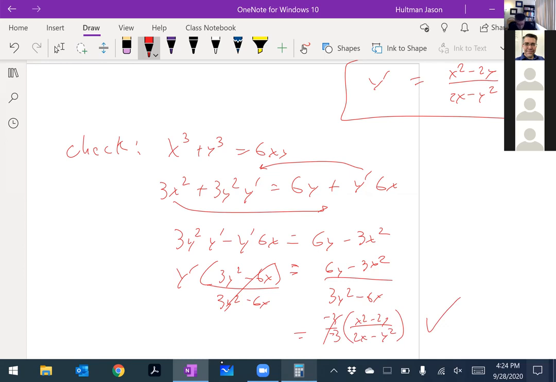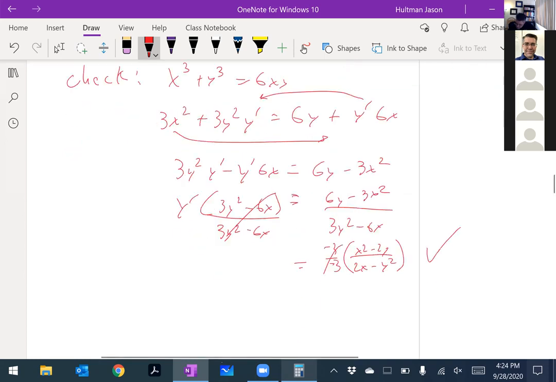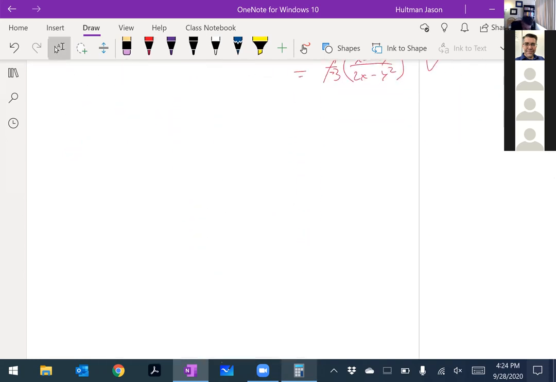Okay, what if we have 3 variables instead of 2? What if we have a function of 3 variables instead of 2? Let f of x, y, z equal 0. Then how would we implicitly differentiate this? Well, we can only find partials now, because we're limited. We can't find a full derivative, but we can find partials.